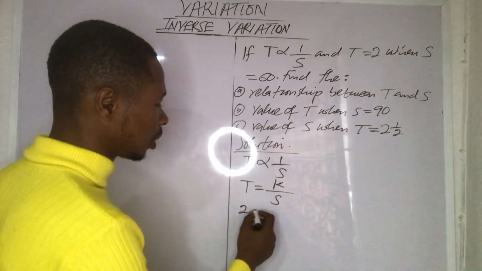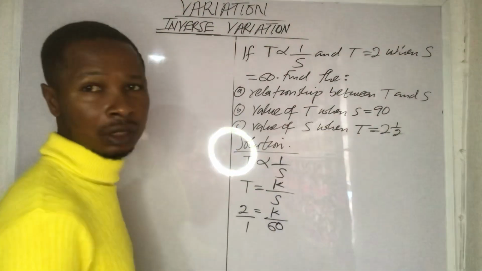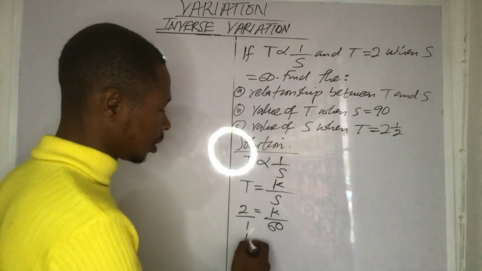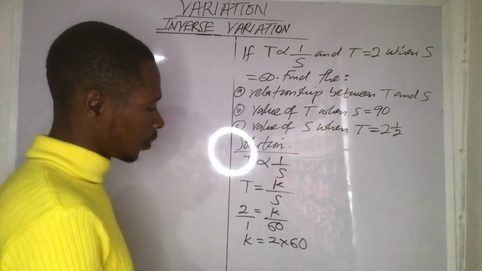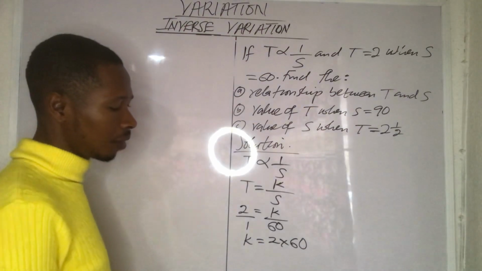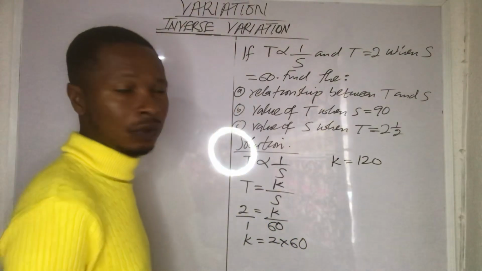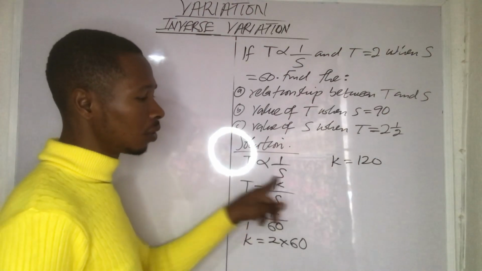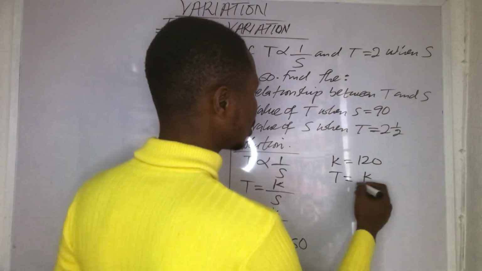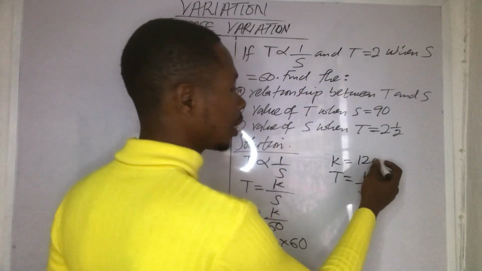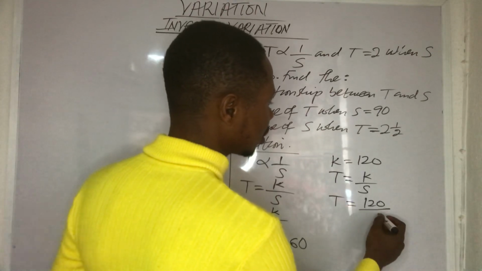T is 2, so you have 2 here. It's equal to k over s, and s is 60. This is over 1, so I will cross multiply. k times 1 is k, and it will be equal to 2 times 60. So k is equal to 120. Substitute the value of k equal to 120 to get the relationship between the two of them. So you have t is equal to k over s, and my k is 120. So I will have t is equal to 120 over s.